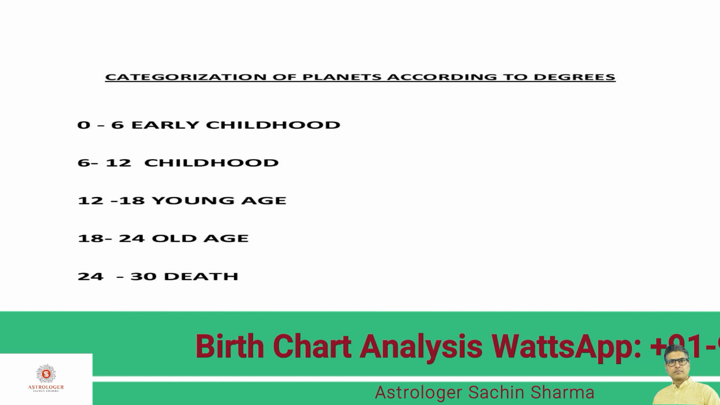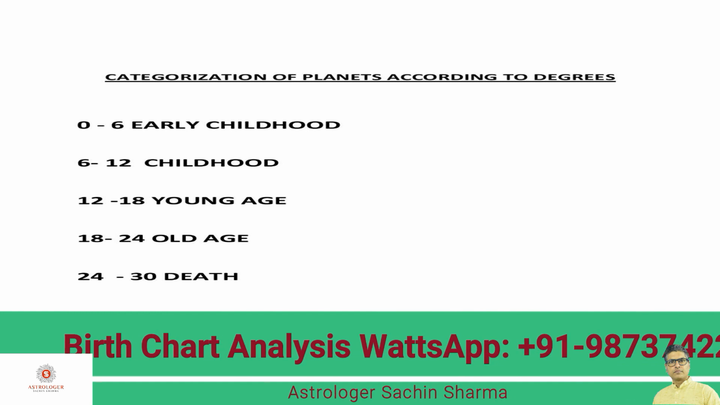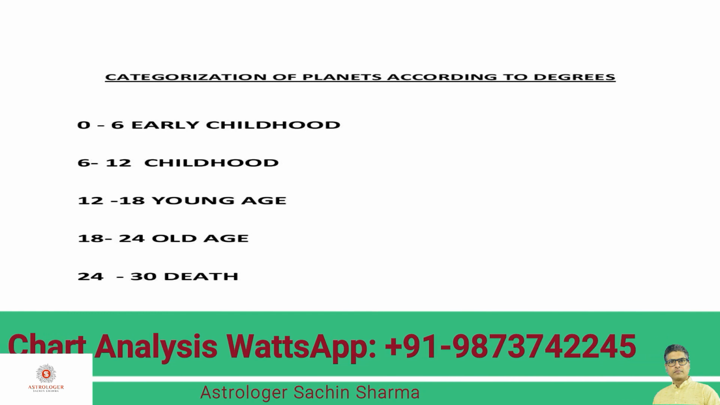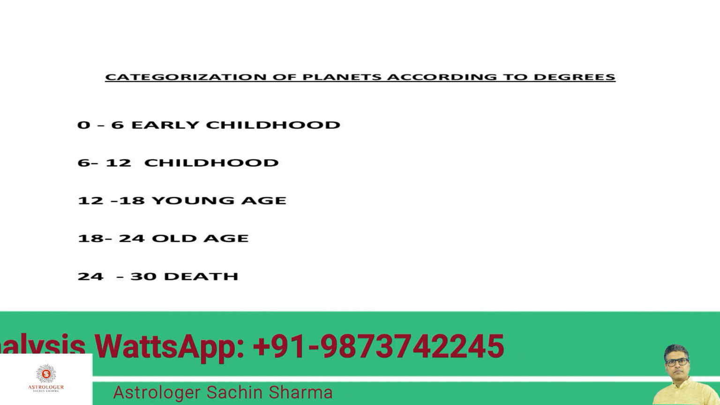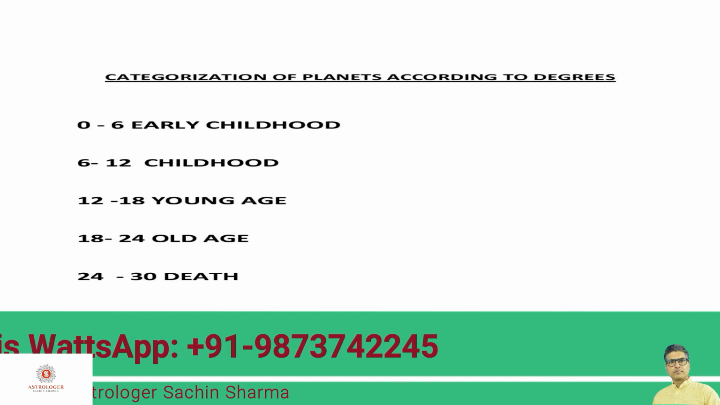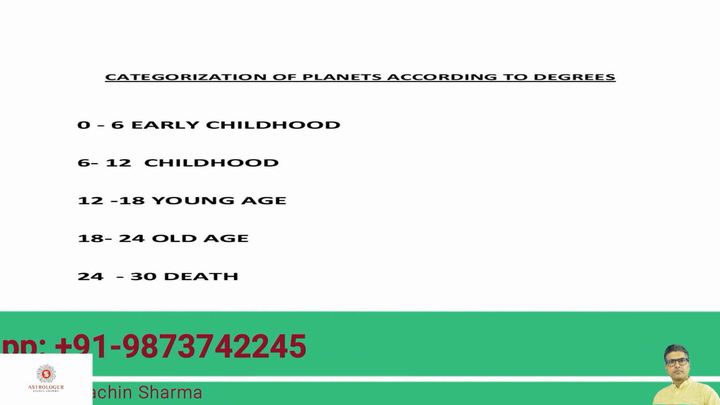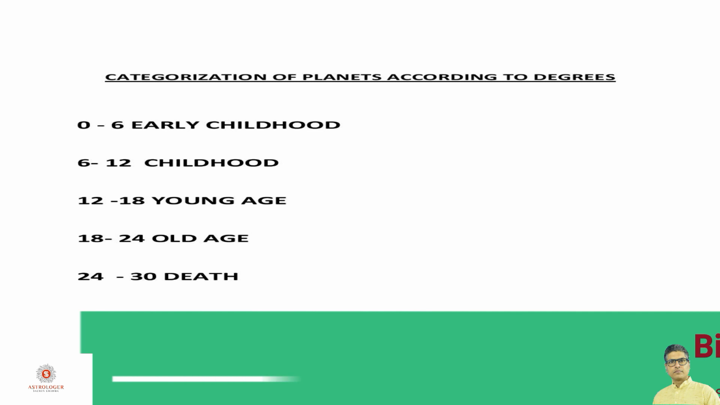So if you find the degree of a planet like 12 to 18 degrees, that means that particular planet is in young age. This is a very strong position of a planet. If any benefic planet is having such a degree, then such a person will be getting very positive results. On the contrary, if malefic planets are having strong degrees, then such a person will face predicaments in life. Such a person will face a lot of problems, a lot of hurdles in life.